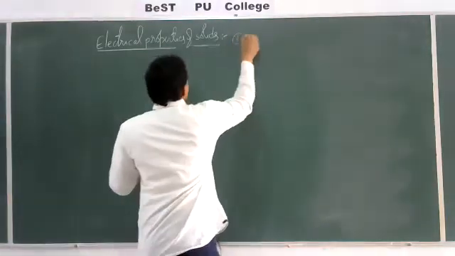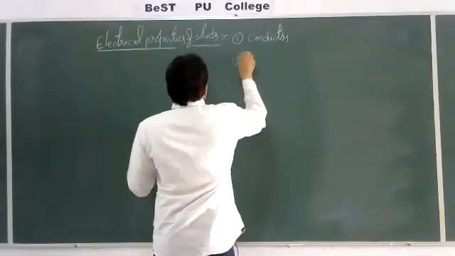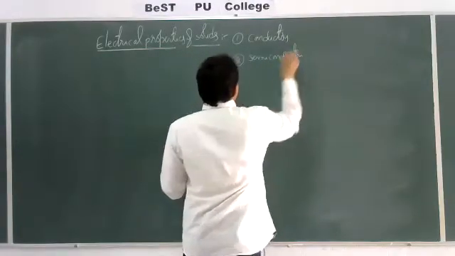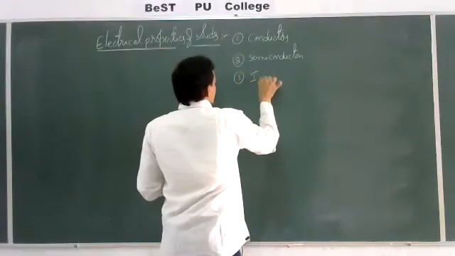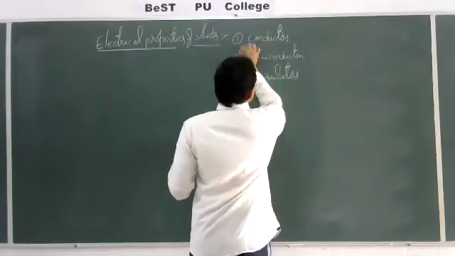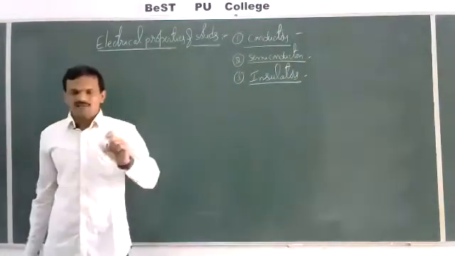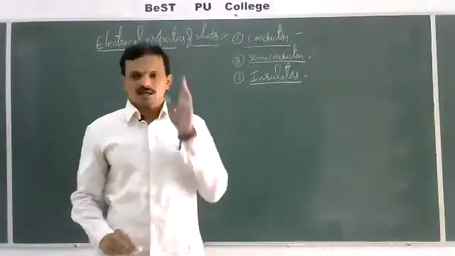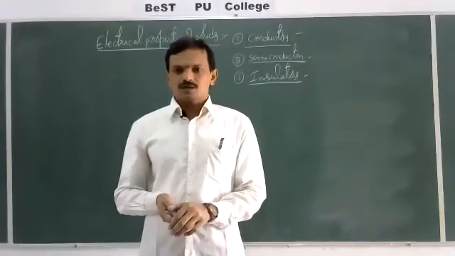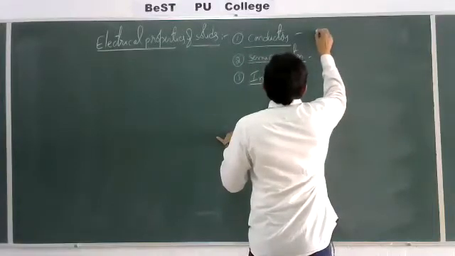the solids are classified into three types. What are they? Conductors, semiconductors, and the third one is insulators. So depending on the conductivity range, the substances are classified into three types. They are conductors, semiconductors, and insulators.